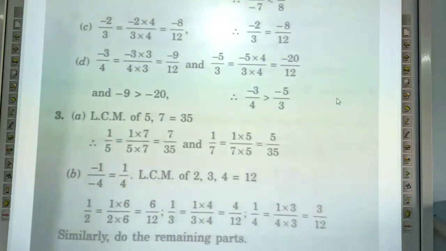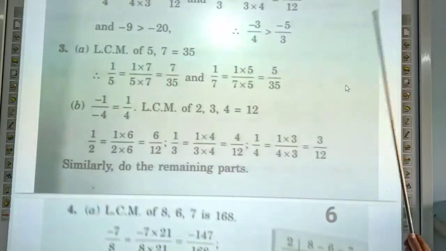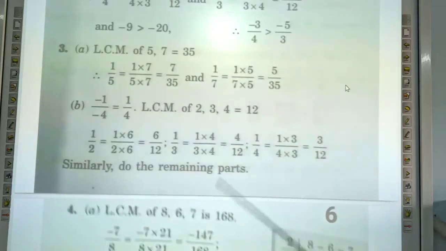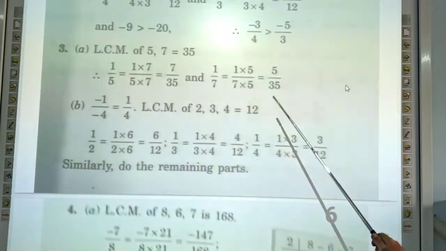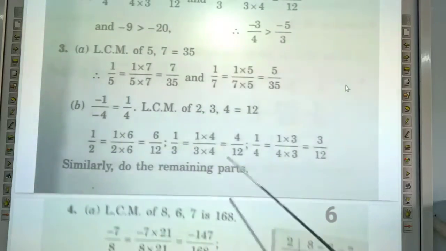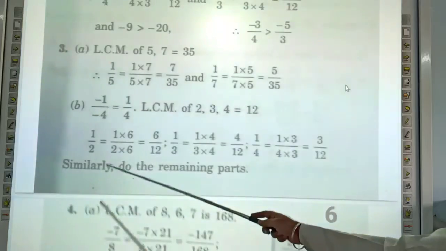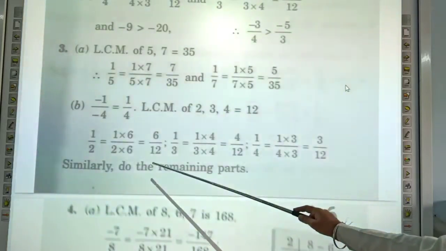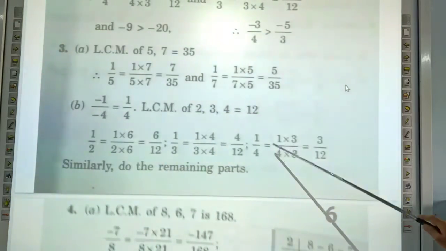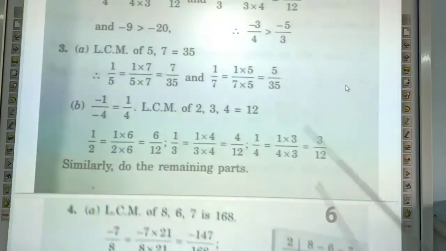Moving to part B, minus 1 upon 4, firstly minus sign cancelled out, we get 1 upon 4, and then LCM of 2, 3 and 4, the three different denominators, is 12, and all rational numbers are converted into equivalent fractions such that their denominator becomes 12. So 1 upon 2 is converted, 1 into 6, 2 into 6 is 12. And 1 upon 3 is converted, 3 into 4 is 12, 1 into 4 is 4. 1 upon 4 is converted, 4 into 3 is 12, 1 into 3 is 3. So in this way, 1 upon 2 is equivalent to 6 upon 12, 1 upon 3 equivalent to 4 upon 12, 1 upon 4 equivalent to 3 upon 12. In this way, the three different rational numbers 6 upon 12, 4 upon 12, and 3 upon 12 are rational numbers with same denominator.